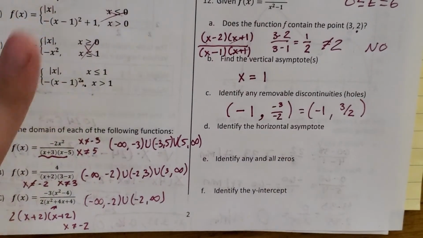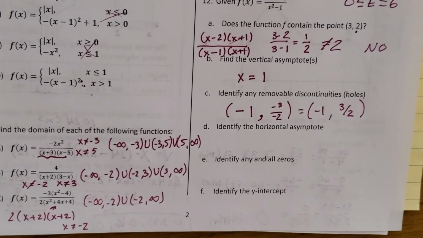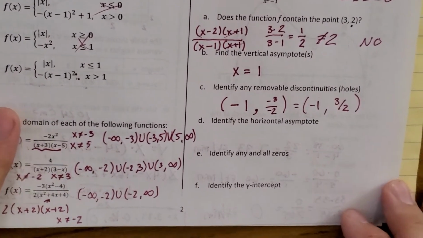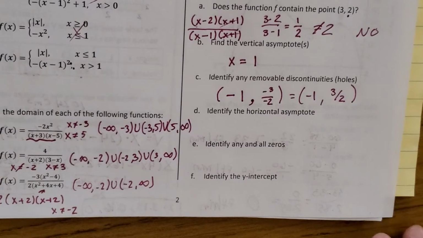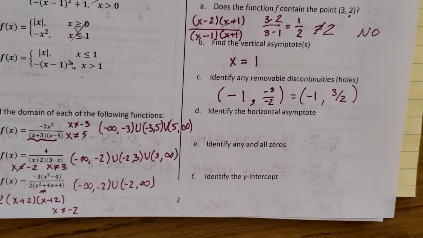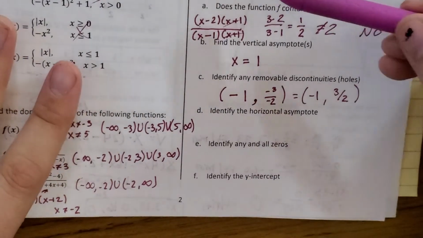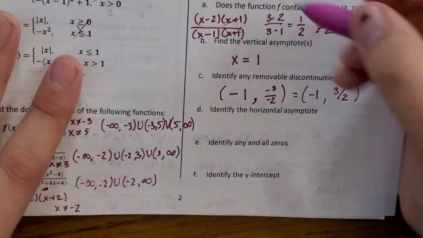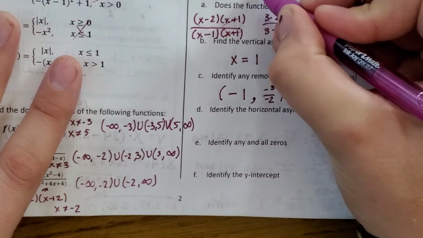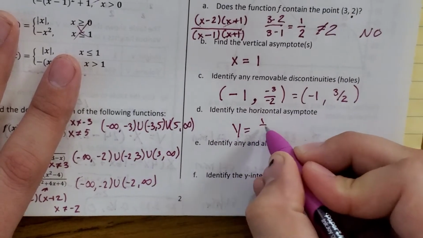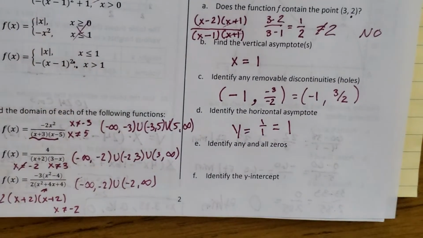Identify the horizontal asymptotes. Those are the rules. Remember, if the numerator is bigger, then there is no horizontal asymptote. If the numerator is smaller in power than the denominator, then the horizontal asymptote is 0. And if they have the same power, then we divide the leading coefficients. Well, if I look here, I've got a power of 2 and a power of 2. So since they're the same, we just divide the leading coefficients. In this case, 1 and 1. So my horizontal asymptote is y equals 1 divided by 1, which is just y equals 1.